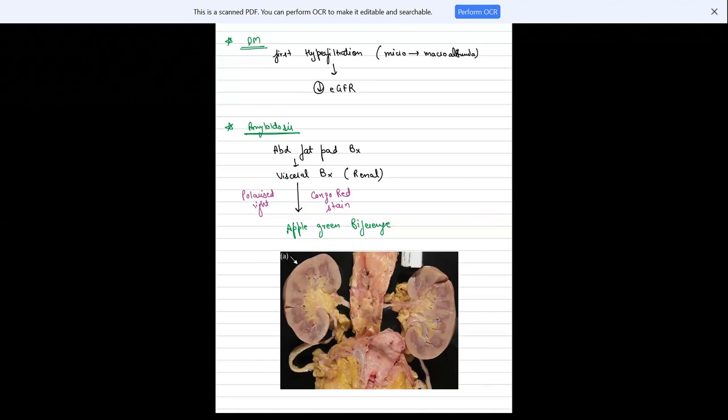To diagnose amyloidosis, we simply get a fat pad biopsy, or you can go for a visceral biopsy like a renal biopsy or a biopsy from any other organ. After getting that biopsy, we stain it with Congo red stain and see it under polarized light, and it looks apple green birefringent. So you just have to remember the name of the stain, the light, and the color: apple green birefringence. Okay, next.